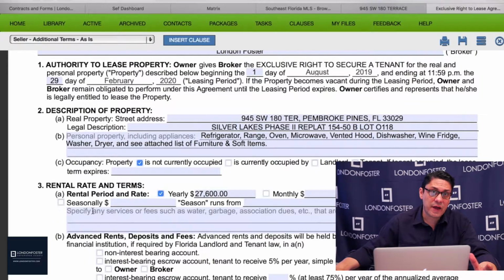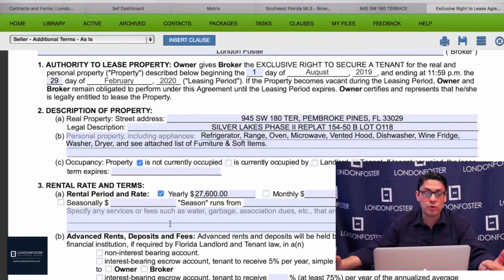So here you can specify whether or not it is a seasonal rental and when the seasonal rental runs from. In other words, if it's a season that runs from only the summer, you want to say that it starts at the end of May and that it ends at the beginning of September and that you're only going to rent it weekly. However it is you want to specify it, you want to try to do it as complete as possible. You can also specify any services or fees such as water, garbage, and association dues that are included in the rent.